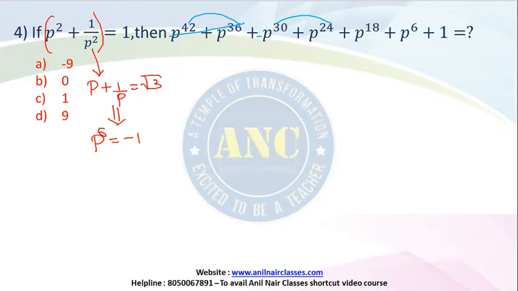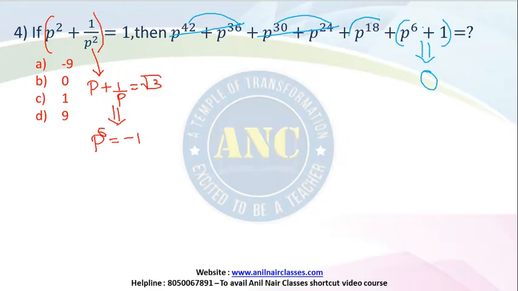30 and 24, the value is 0. 18 and 6, it is not 0. Hold on for a moment. 18 and 6 is what I have. But can I say that p power 6 plus 1, this value is nothing but 0, right? This value is 0.